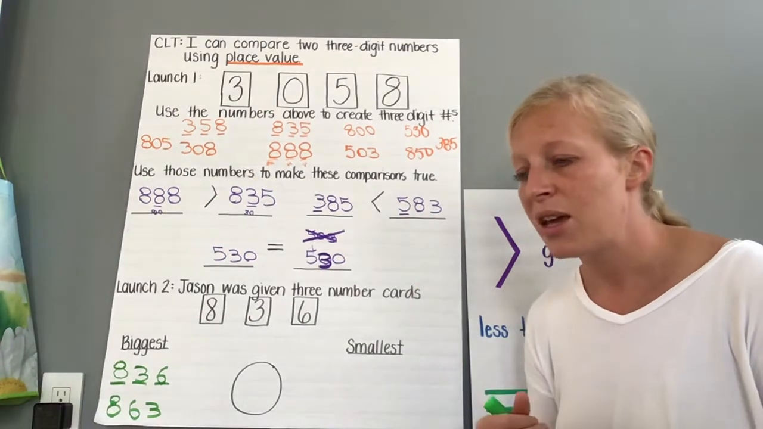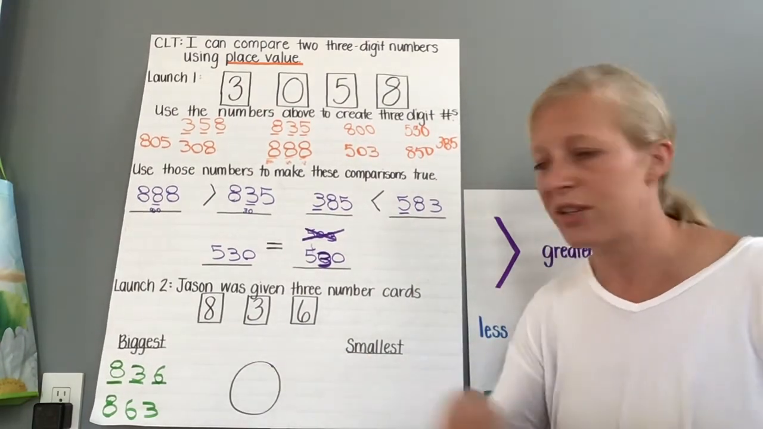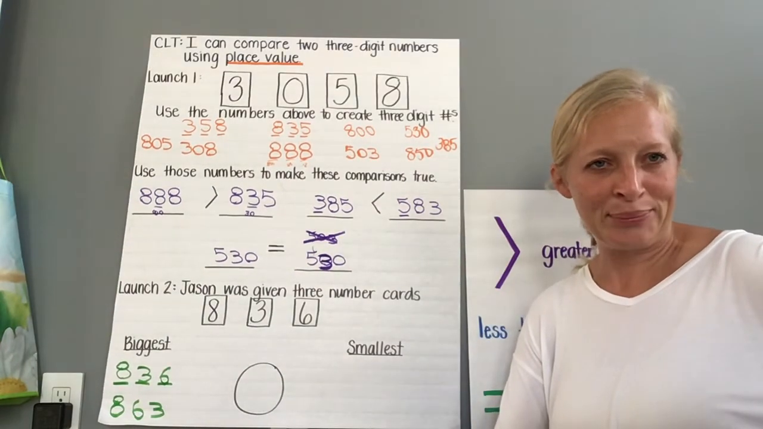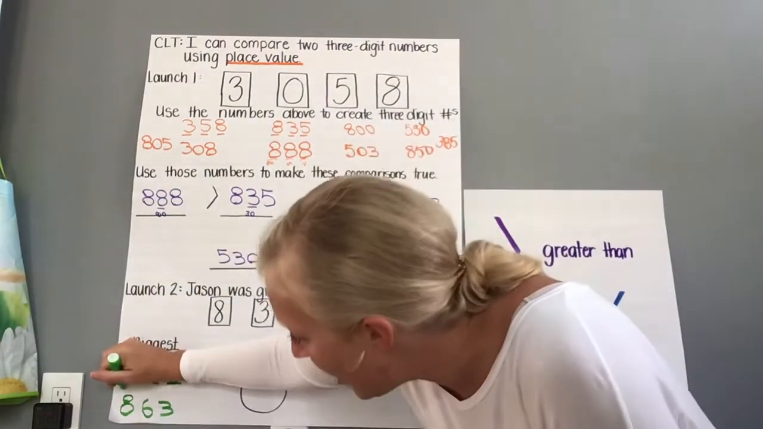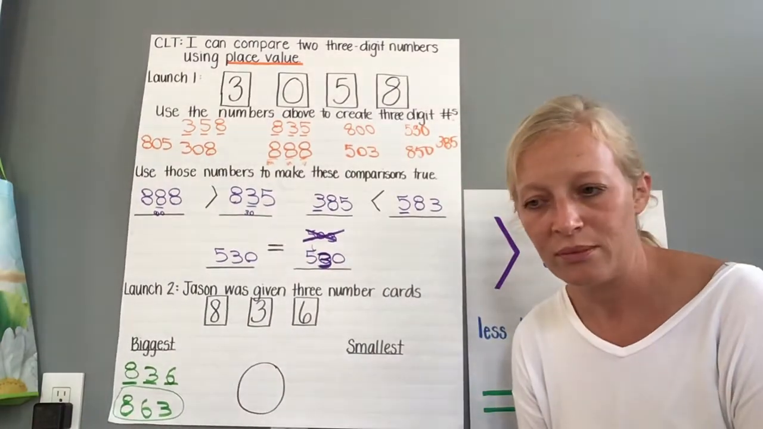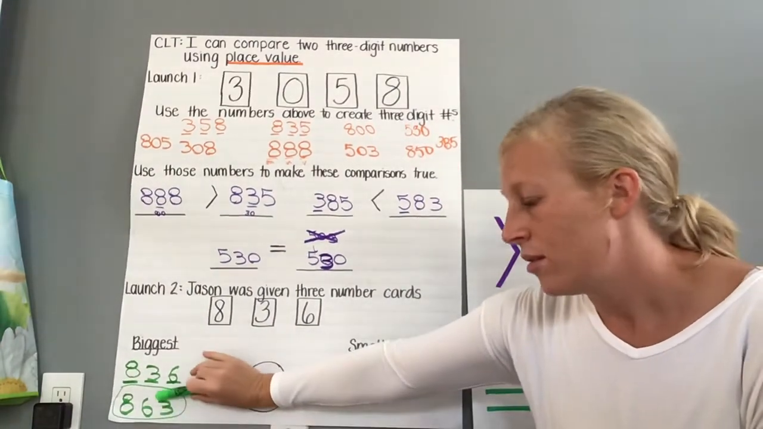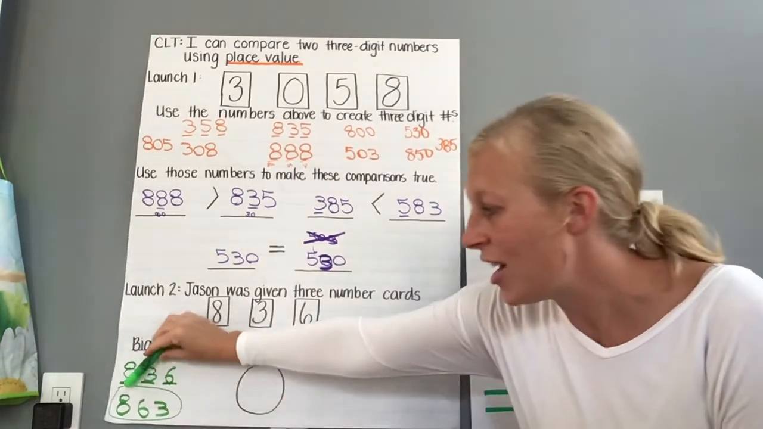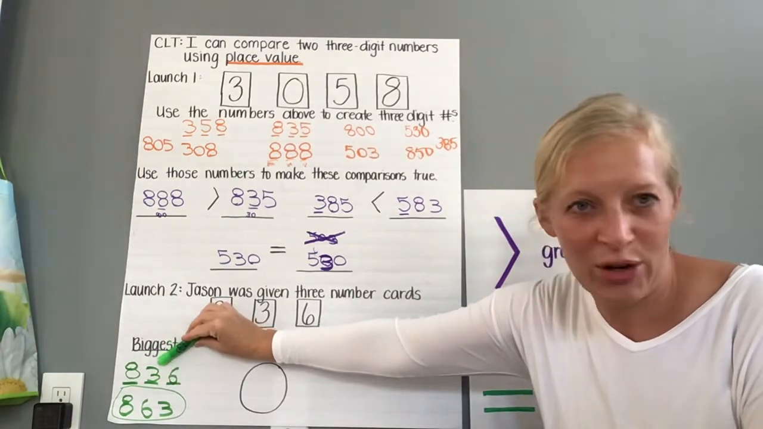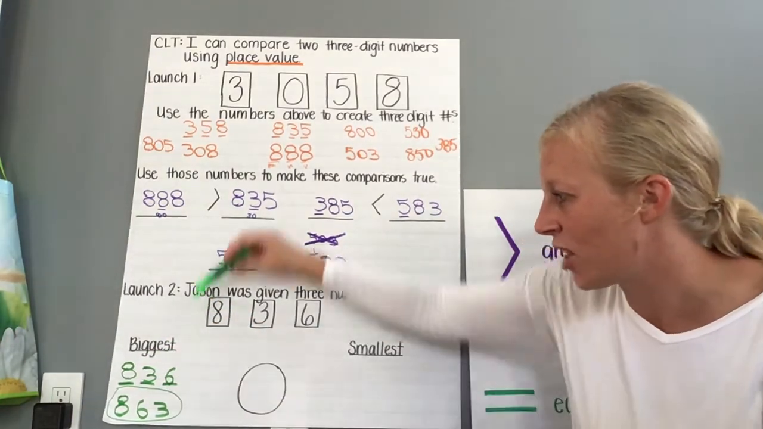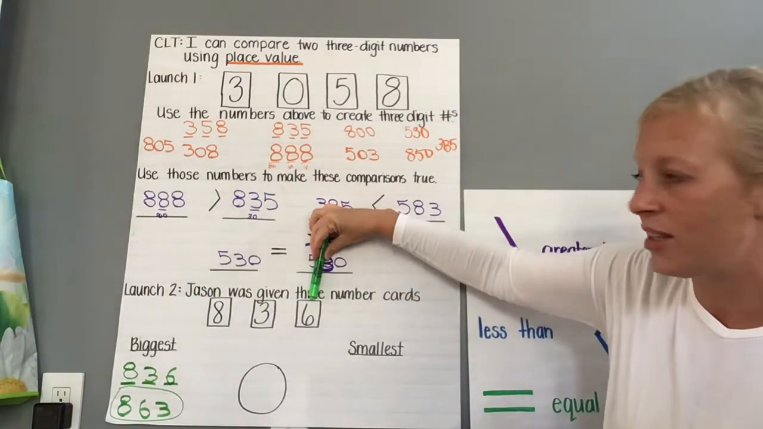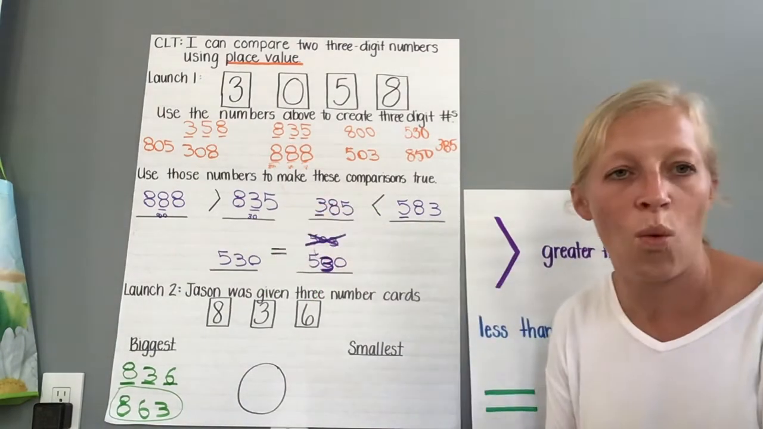All right, if you think the biggest number is 336, raise your hand. Now nobody has their hand up. Why is 863 the biggest number we can make? Right, because that's 6, we have our 800, our 6 is worth 60, and that's more than 30. And then we have our 3. So we had to start with our biggest number in the hundreds place, our biggest number in our tens place that was left, and then the last number in our ones place.